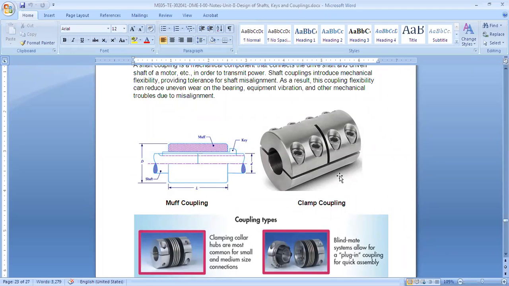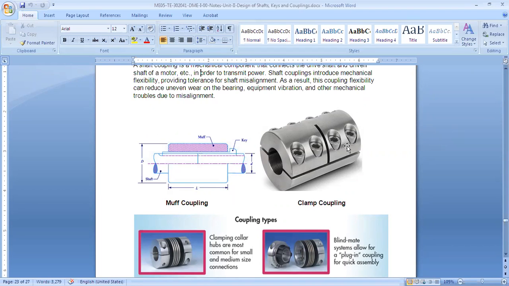Another is a clamp coupling. Here there will not be keyways. So basically we will try to clamp or hold the shaft, and with the friction force we will transfer the torque from the shaft to the coupling, and then it will go to the other side, and again with the clamp or with the friction force it will go to the driven shaft.